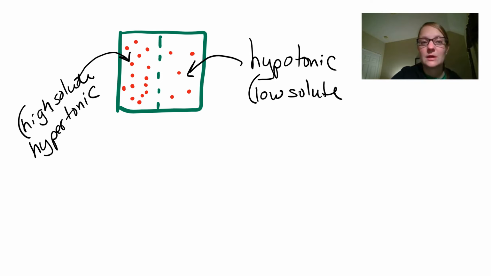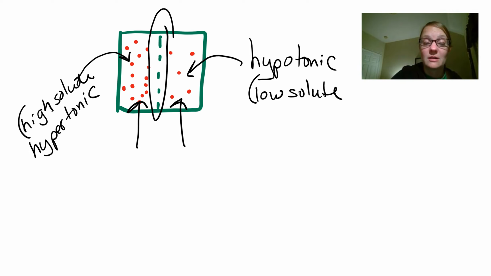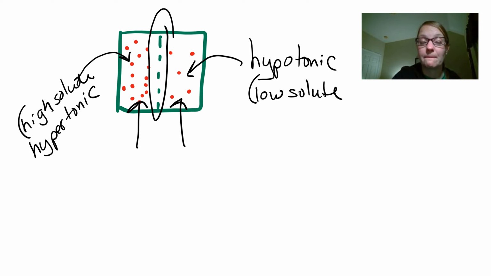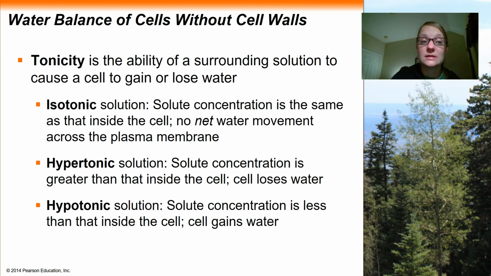So in this case, it doesn't matter whether what's inside the cell versus what's outside. What I want you to understand is when we're looking at tonicity, we're really comparing two solutions on either side of a selectively permeable membrane. One side might have more solutes, that one will be hypertonic, and the other one might have less solutes, and that one will be hypotonic. All right, so hopefully that helps a little bit with this discussion of tonicity.